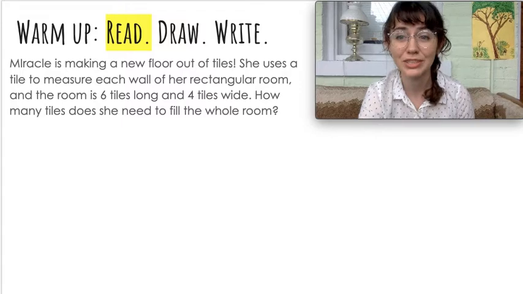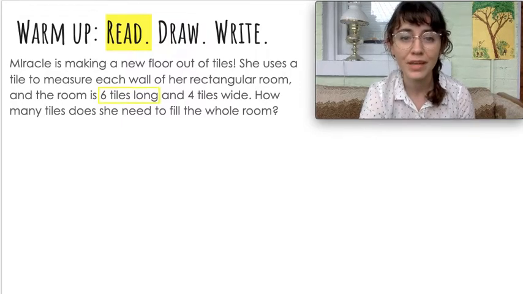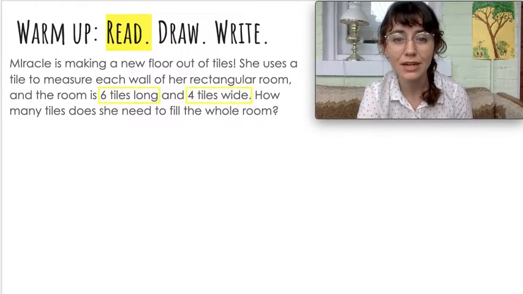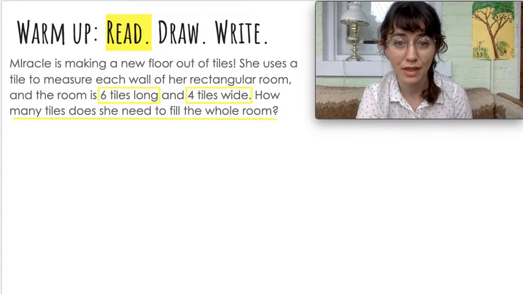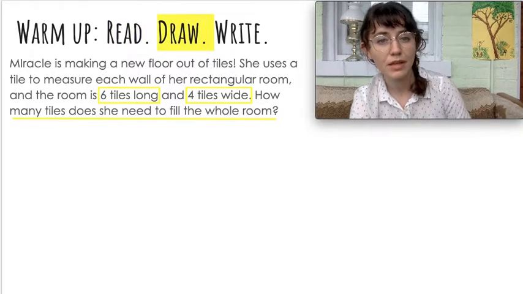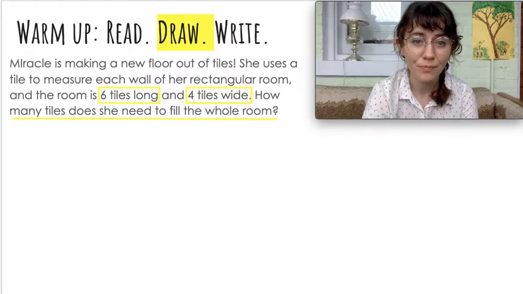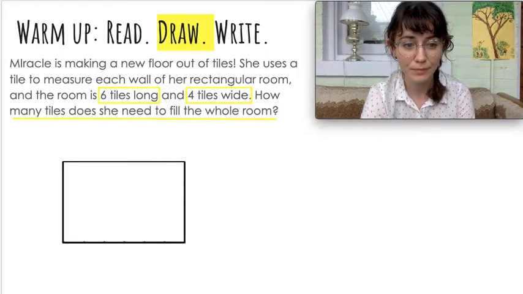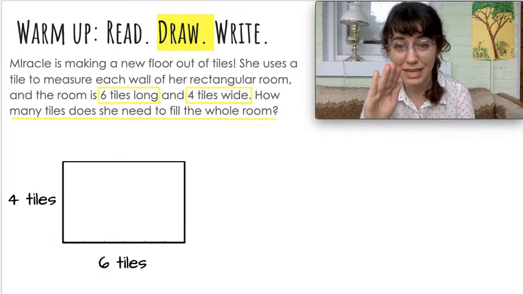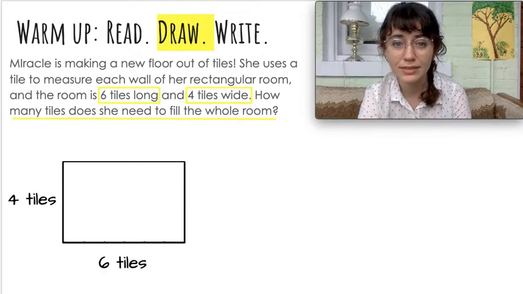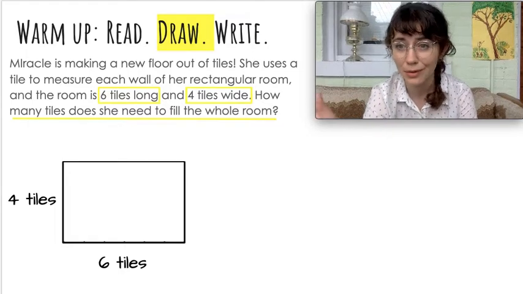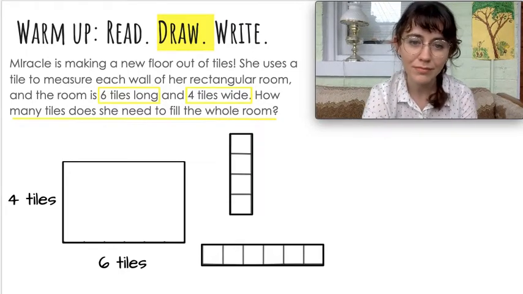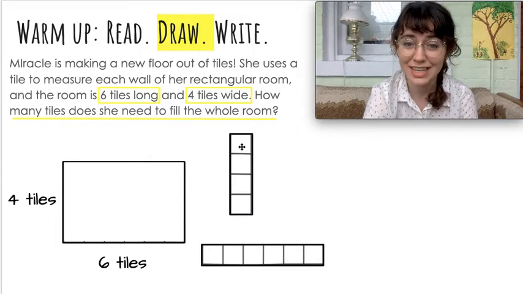First, I'm going to just mark up the important information. So the room is 6 tiles long and 4 tiles wide. And we want to find out the total number of tiles that would fill up the room. So let's do a drawing. I drew a rectangle because I know it's a rectangular room. And I'm labeling the short side with 4 tiles and the long side with 6 tiles because 4 is less than 6. Then I'm going to draw these tiles like little boxes.